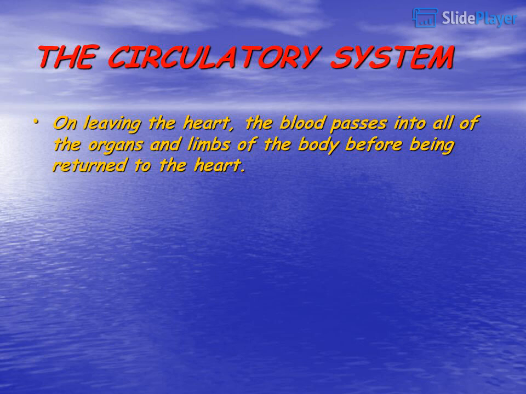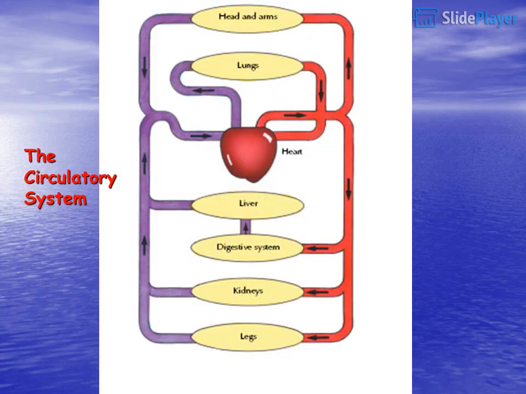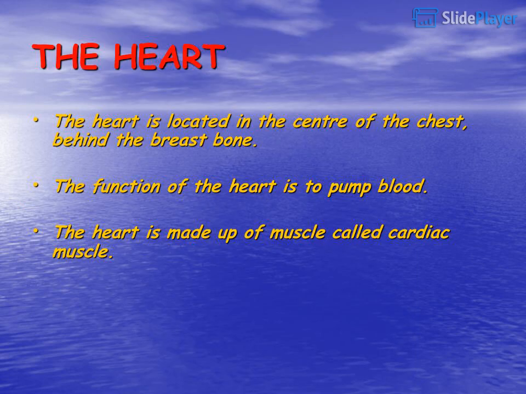The circulatory system. On leaving the heart, the blood passes into all of the organs and limbs of the body before being returned to the heart. The heart. The heart is located in the center of the chest, behind the breastbone. The function of the heart is to pump blood. The heart is made up of muscle called cardiac muscle.